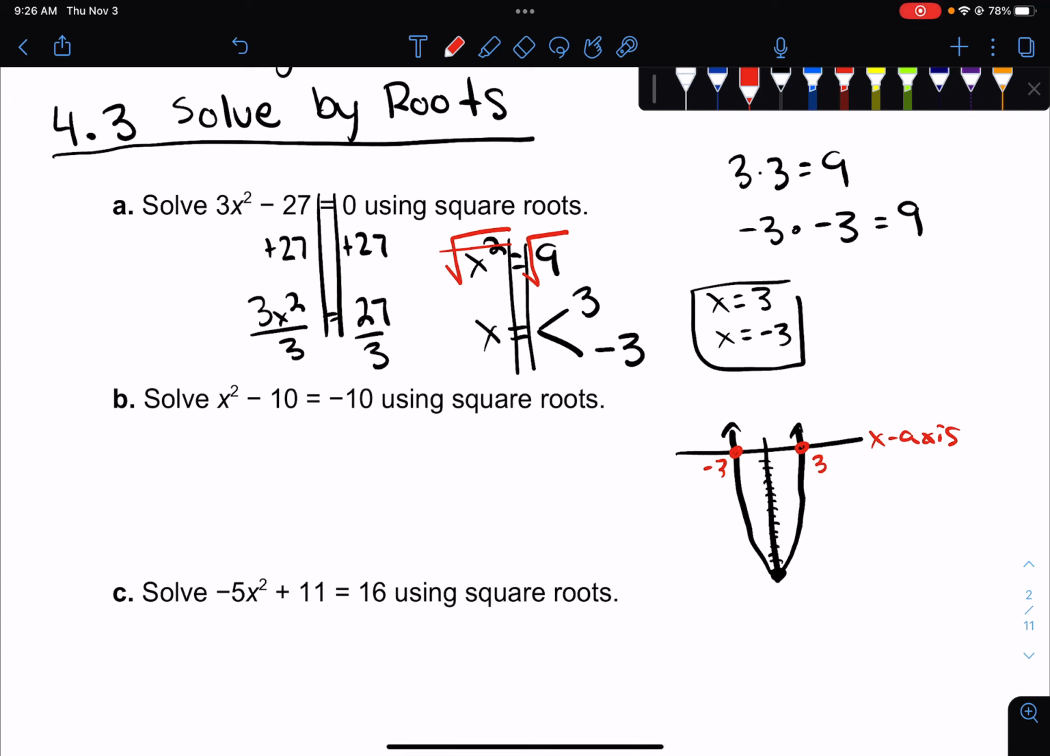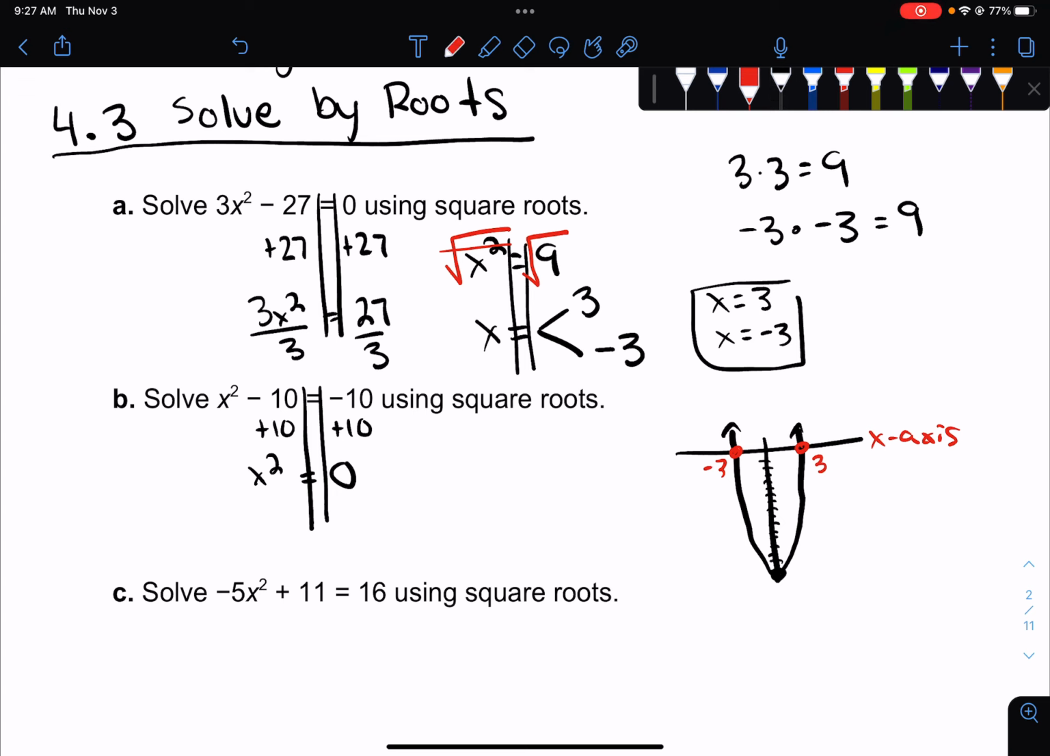All right, example number B. Let's look at what happens in this one. Solve x squared minus 10 equals negative 10. When I do my railroad tracks, I'm going to add 10 to the left. I'm going to add 10 to the right. So I get x squared equals 0. My 10s went away. They canceled each other out.